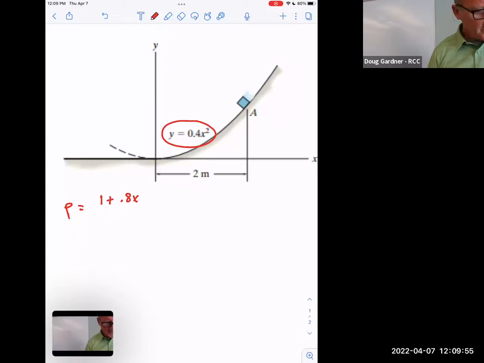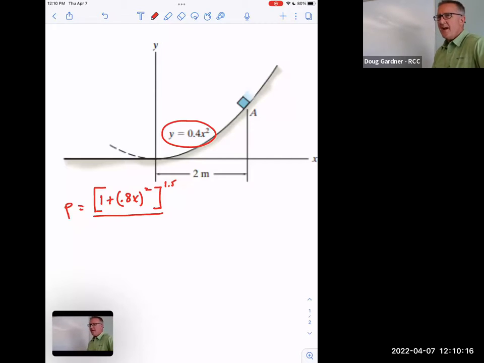What do I have to do with that according to that formula? You're looking at it, it's on your note sheet. You got to square it. And then all of that has to be raised to the 1.5 power. But that's divided by the second derivative. So what's the derivative of 0.8x? 0.8. Just 0.8.